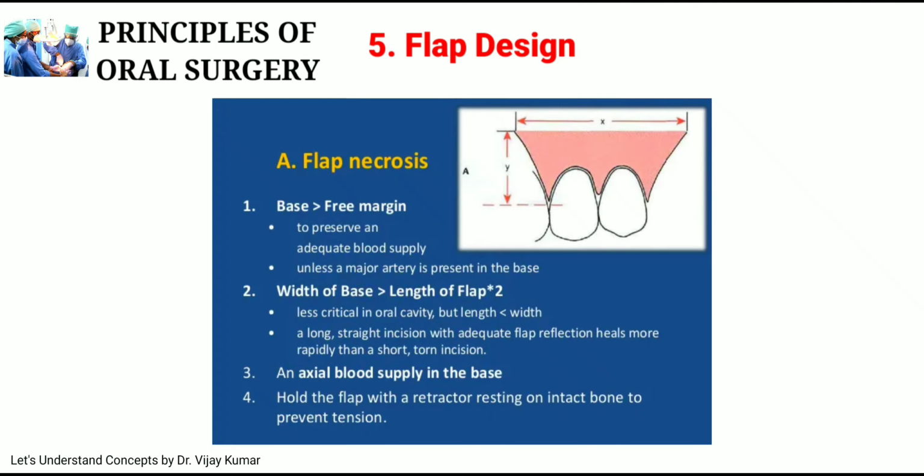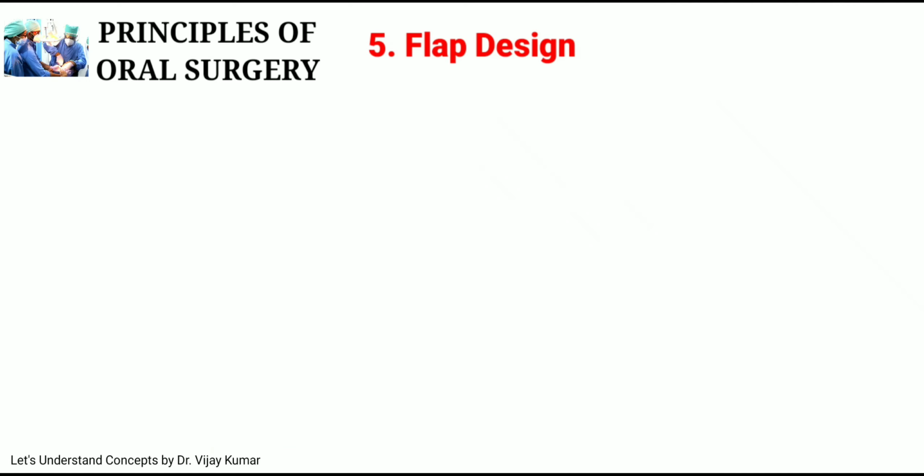Simple. Then we have the third thing, which is axial blood supply. If you include any axial blood supply in the base of the flap, it will provide good flap healing. Fourth, when you hold the flap with a retractor, it should rest on intact bone to prevent tension. There should be no tension or stretching in the flap while holding it.